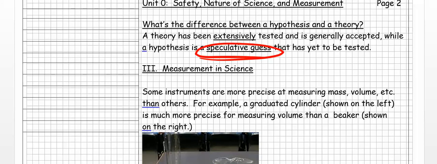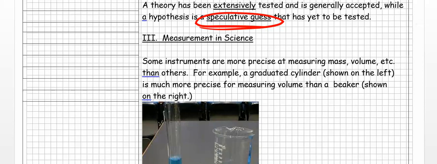All right. So if you just think something to be true, but you're not absolutely sure, we're going to call that a hypothesis. But if you over and over again test that hypothesis, we're going to call that a theory. Let's move on now to measurement in science. All right. So in science, we measure things.